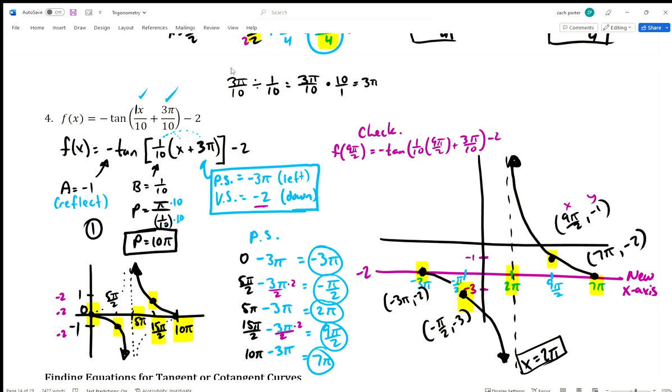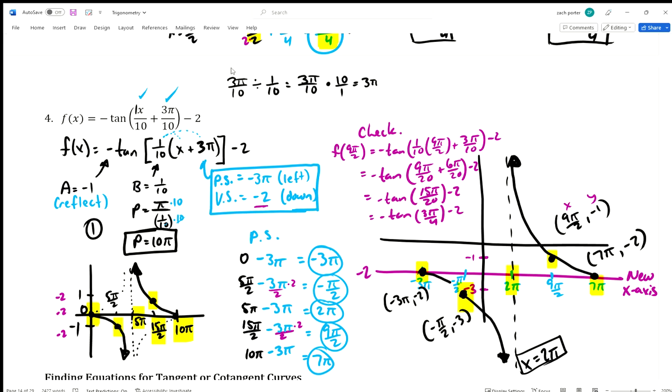Okay, so we need to keep simplifying. All right, let's see how this goes. So I have negative tangent of 9 pi over 20 plus, let's make that a common denominator, 6 pi over 20 minus 2. So sometimes checking gets a little messy. Equals, okay, so this would be negative tangent of 15 pi over 20 and then minus 2. Negative tangent of 3 pi fourths minus 2.